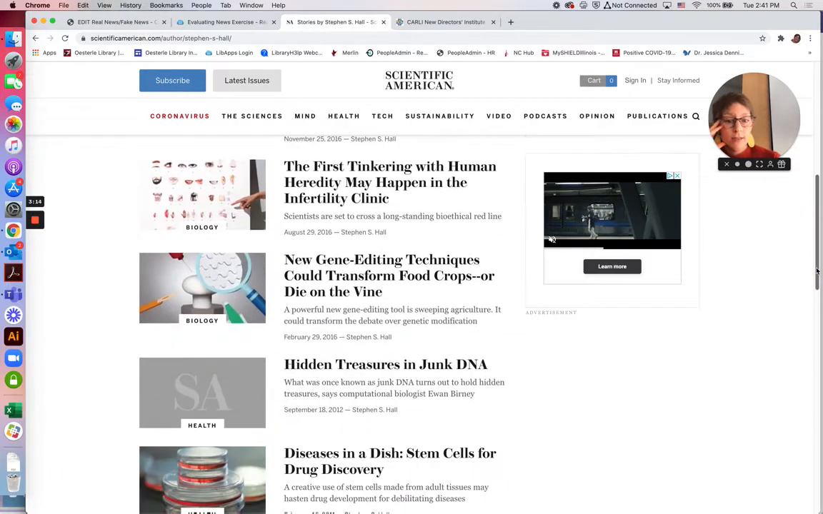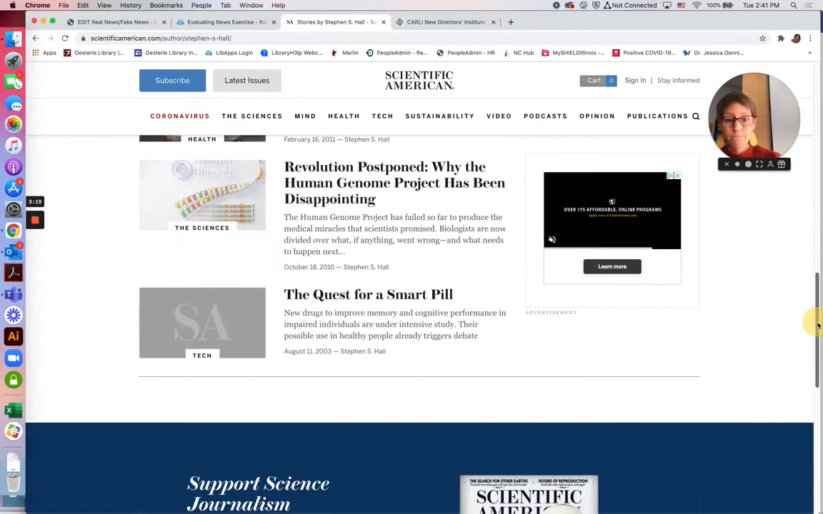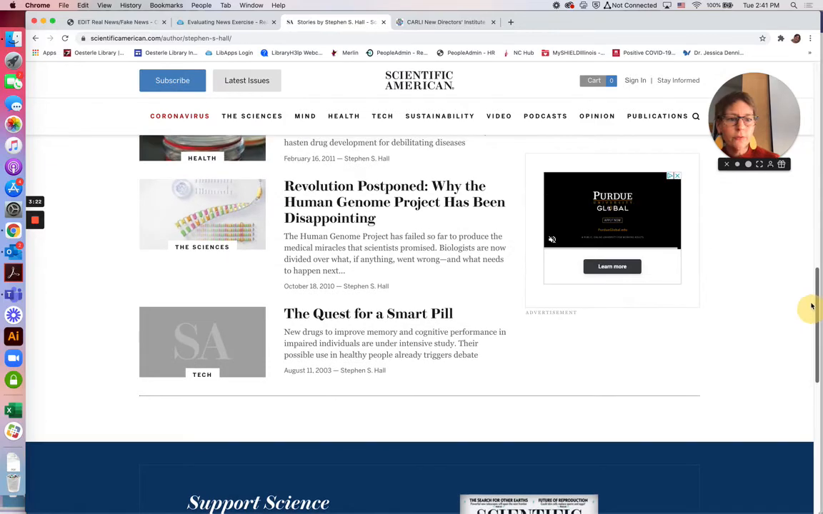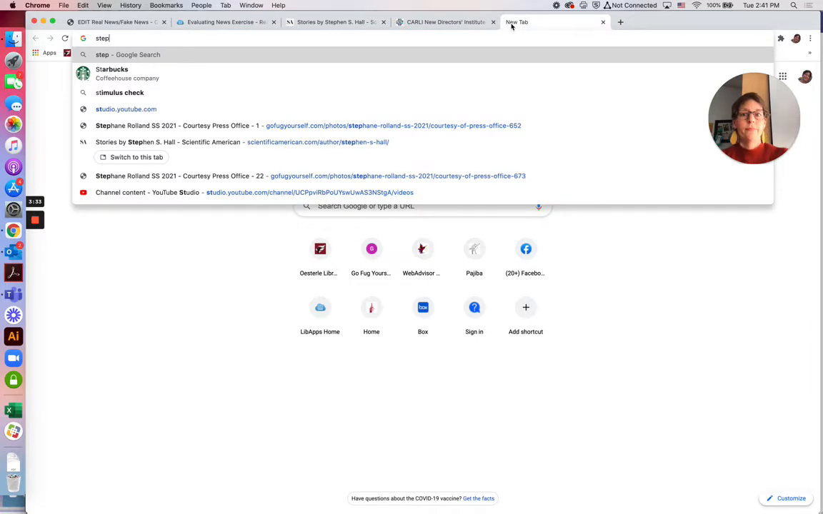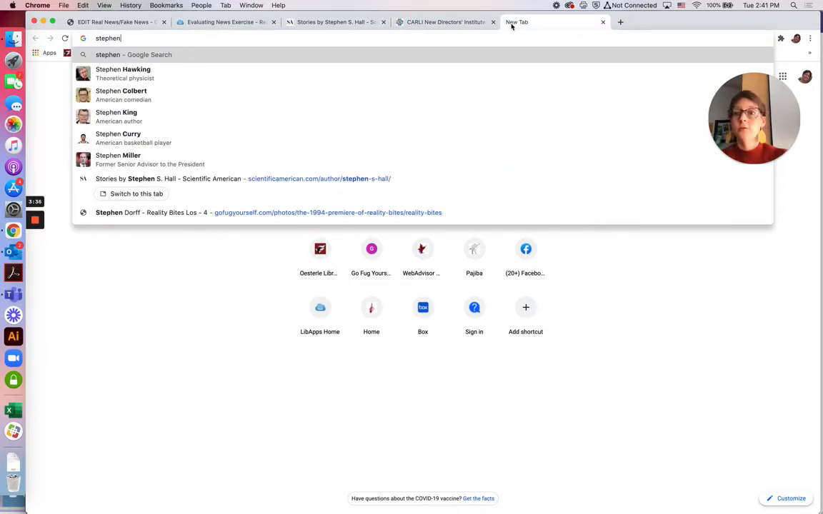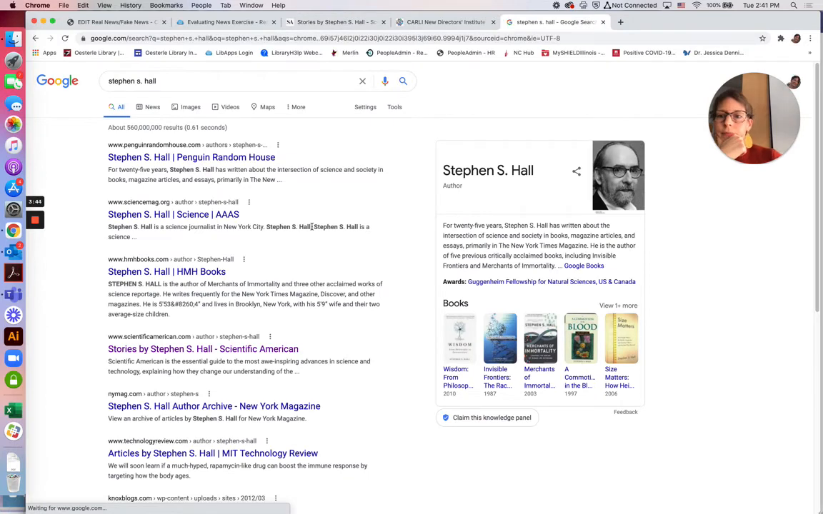Looking through that option, or looking through these articles, it's not giving us a ton of information about him as an author. So if that's the case, then we might need to Google this person, right? And that's what we know from our previous tabs in this Real News Fake News guide. So Stephen, just to make sure, Stephen S. Hall, and we will see. So Stephen S. Hall. Let's find out here.